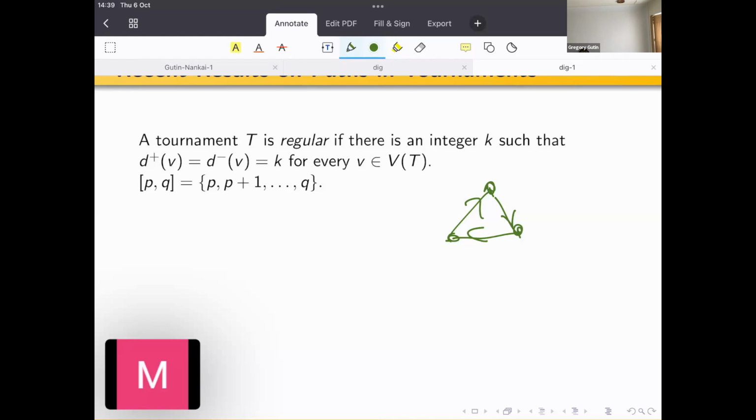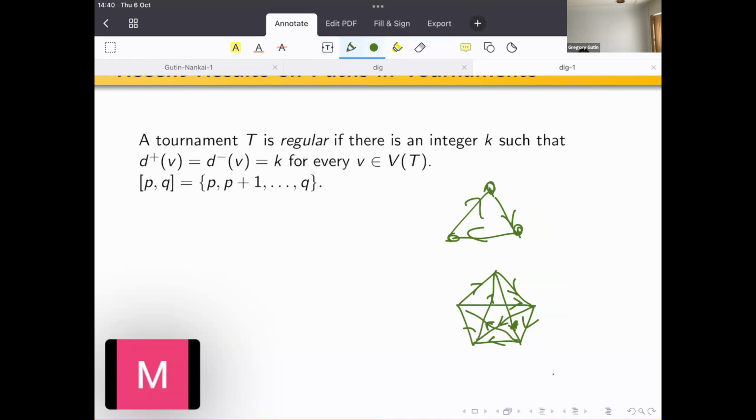For example, take five vertices, so this is five, complete. And then orient here along this direction, and add also direction here, direction here, direction here, direction here, and direction here. If you look again at what I drew, for every vertex there are two arcs going out and two arcs going in, and it's a regular tournament again.